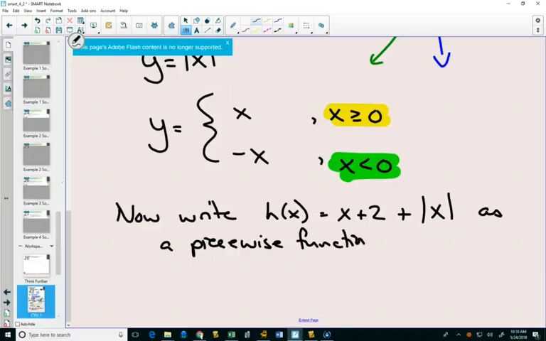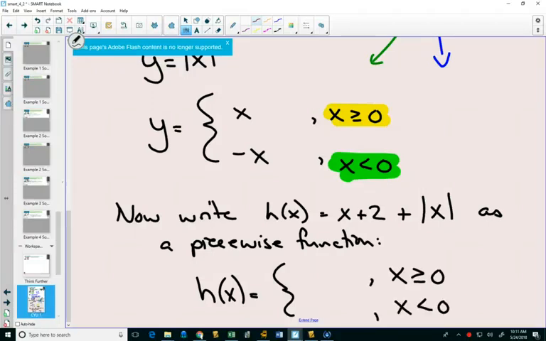And so now, if we wanted to, we can write h of x, which was x plus 2 plus the absolute value of x, as a piecewise function. What would it look like? Well, we have the one piece where it's bigger than or equal to 0, and the one piece where it's less than 0, because that's where the absolute value is separated. So when it's bigger than or equal to 0, what's the absolute value of x? It's just x. And if I add x to x plus 2, can you see that you would get 2x plus 2?